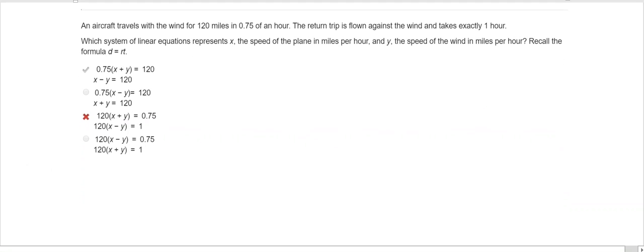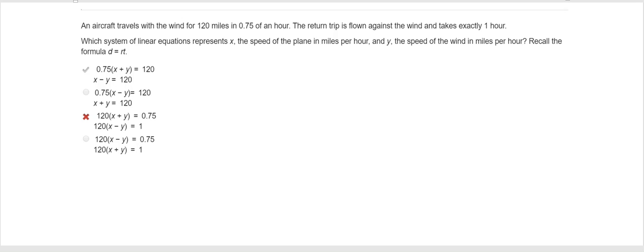So the first question says an aircraft travels with the wind for 120 miles in 0.75, or 75 hundredths of an hour. The return trip is flown against the wind and takes exactly 1 hour. Which system of linear equations represents x, the speed of the plane in miles per hour, and y, the speed of the wind in miles per hour? Recall the formula distance equals rate times time.